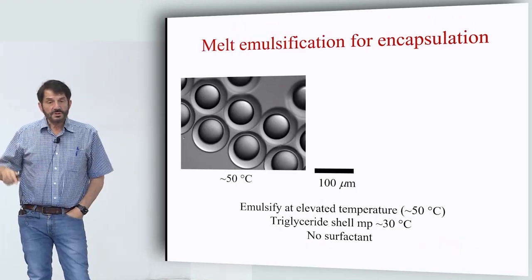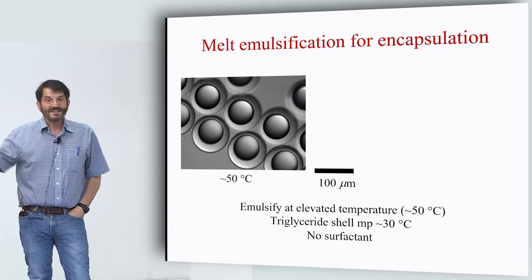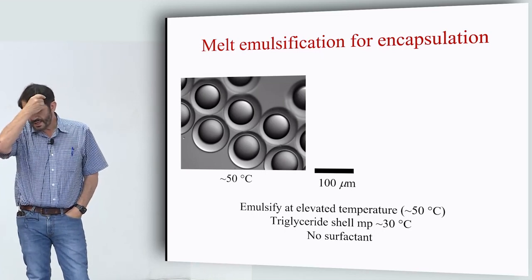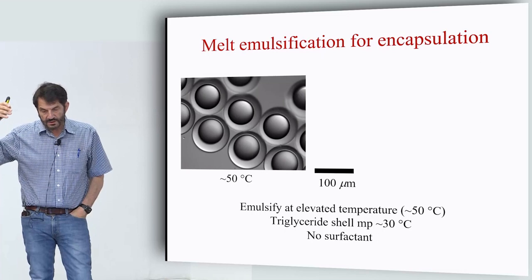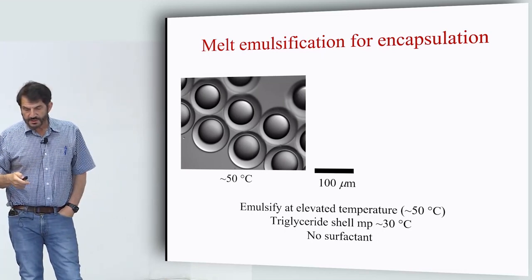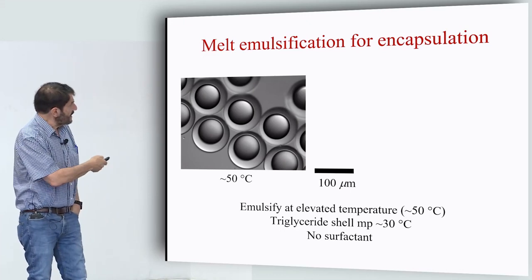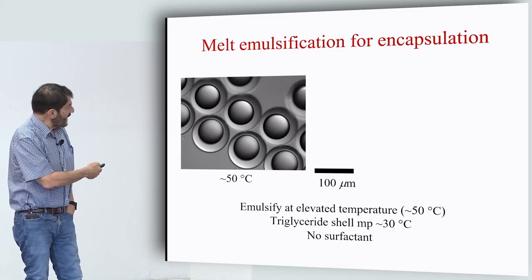You can do other things. You don't have to evaporate the solvent. You can solidify the solvent. So here we used a low melting temperature wax. We use a triglyceride. We form this at high temperature, about 50 degrees C. It's fluid. Then we cool it down, and it solidifies.